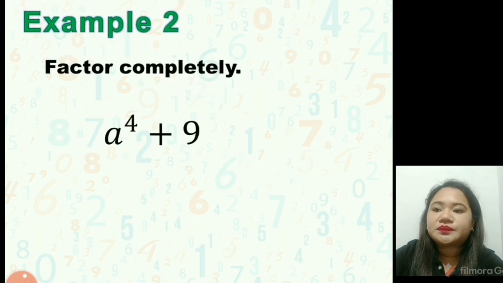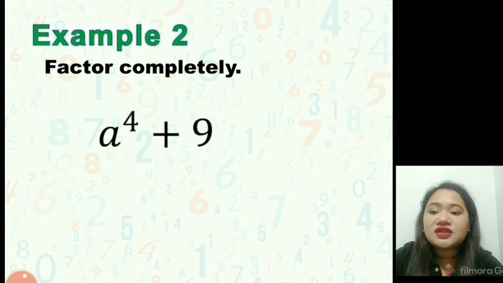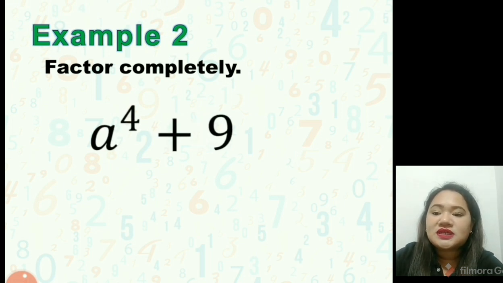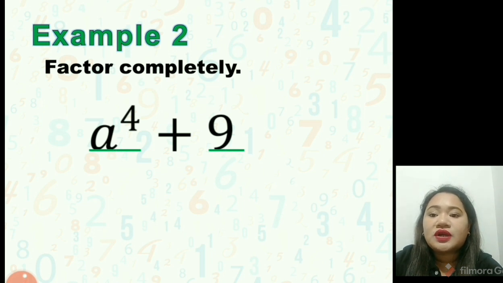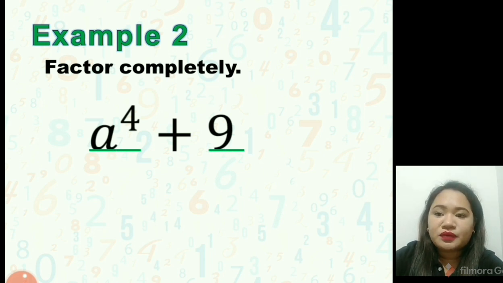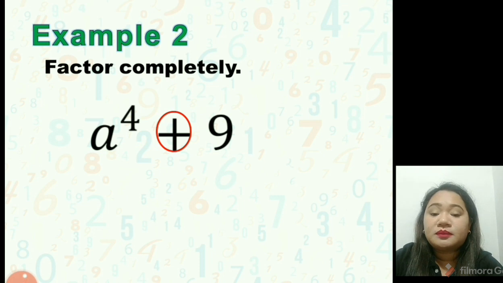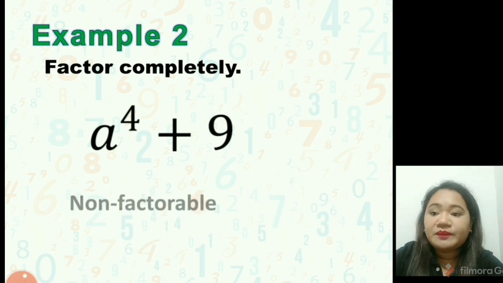Let's try number 2. We have a raised to 4 plus 9. So let's see if it is a difference of two squares. a raised to 4 and 9 are both perfect squares. But the operation separating them is addition. Therefore, this expression is non-factorable.